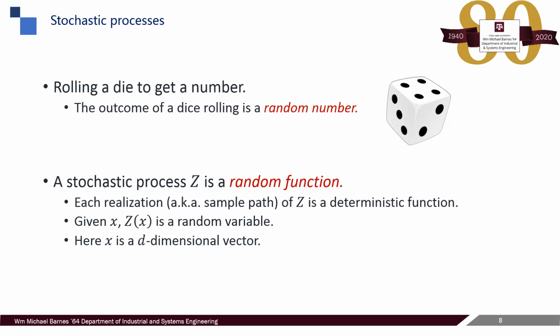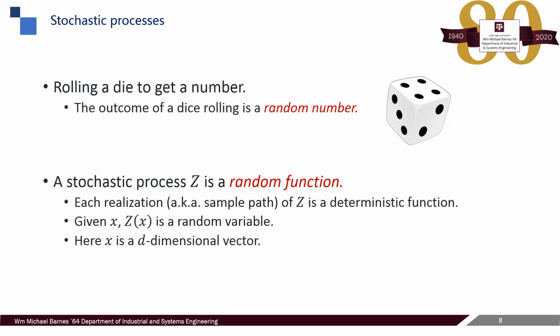However, you can view it from a different angle. Sorry, any questions? Go ahead, Rui. Okay, so from a different perspective, the function has an input, right? Usually this is an input in a finite dimensional space. Given this x, if we do not suppress the randomness, then Z of x becomes a random variable, just like the outcome of a die roll. So it becomes random. So there are two different ways to view a stochastic process.